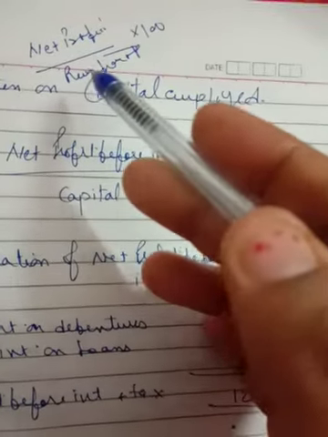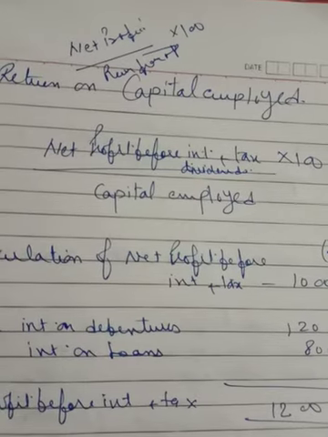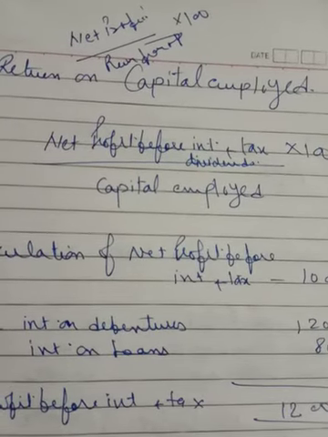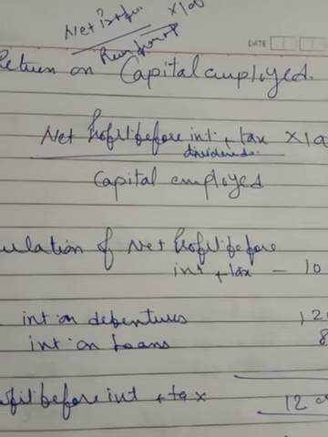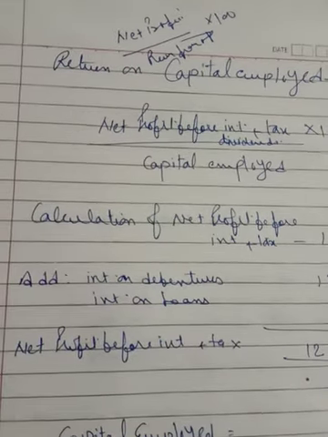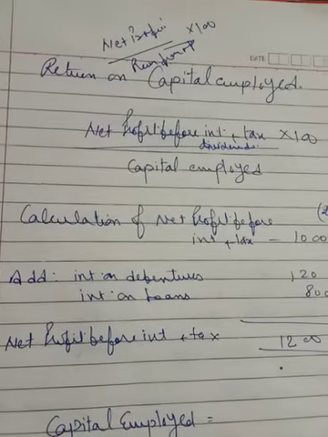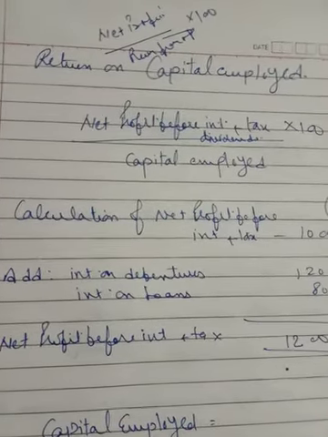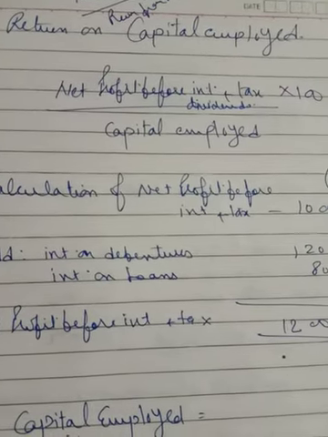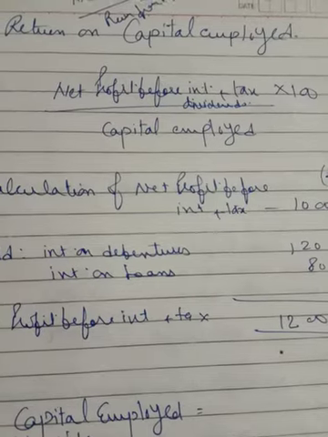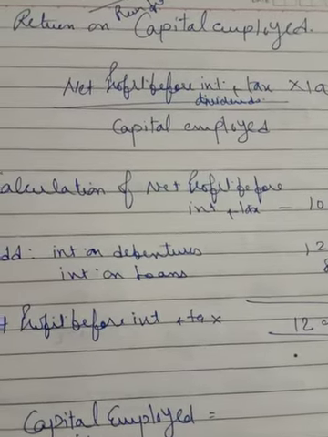Net profit is to be calculated after deducting all the operating and non-operating expenses and adding up all the operating and non-operating income. Now the next formula is for return on investment, basically return on capital employed. Return on capital employed, return on investment, rate of return, all these are names of this formula. This is also a profitability ratio, and it is calculated by comparing the profit earned and the capital employed to earn it.